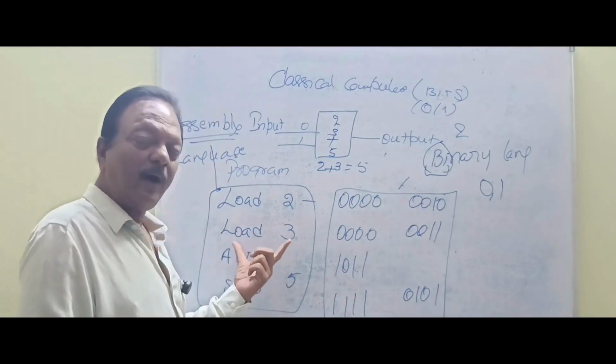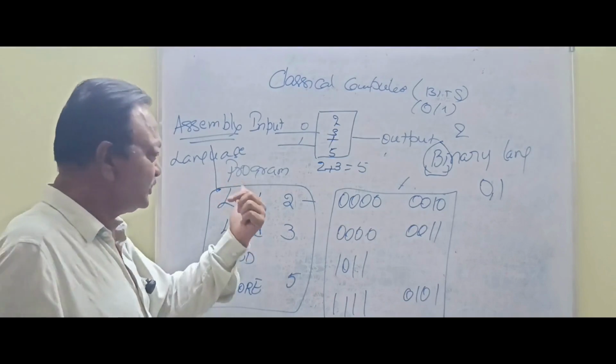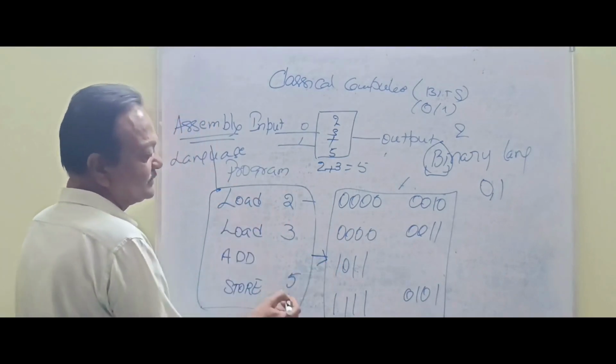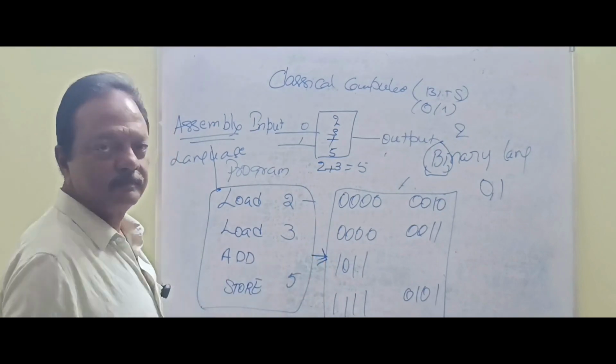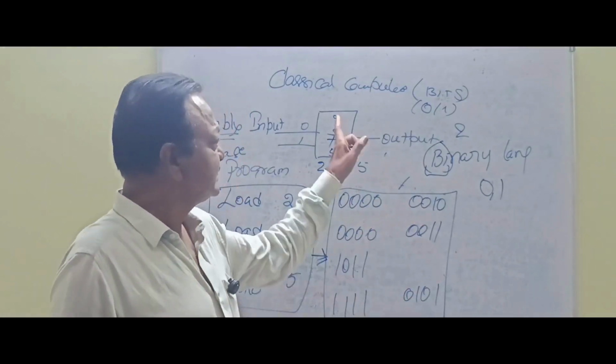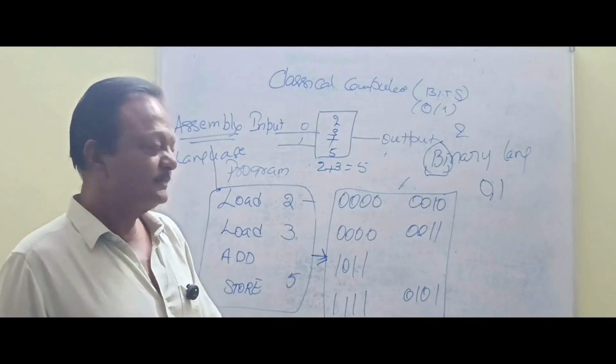Now this is our understandable form. The system is unable to understand what it is. So this language has to be converted into binary language. Then only the system will do it. Understood?